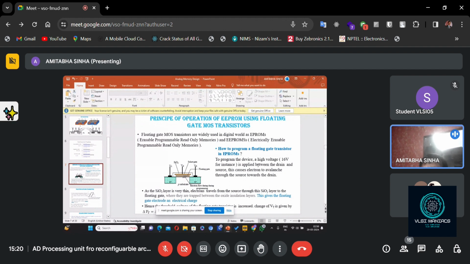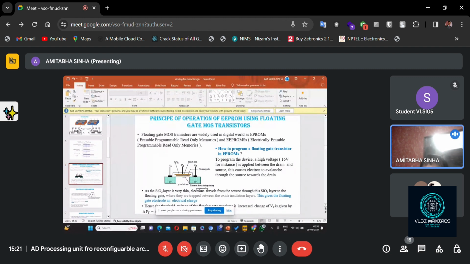To program the device, a high voltage, say 16 volts for instance, is applied. But these days, the high voltage is not 16 volts. Even the normal supply voltage, using that we can program it. You must have noticed that when you insert your pen drive in the USB port, the pen drive is programmed using the normal voltage. Because now the voltage level has come down to 1.1 volts. So even if you give 5 volts, that's enough.